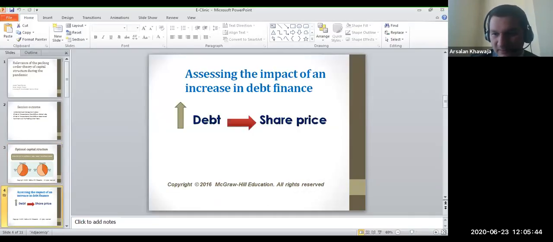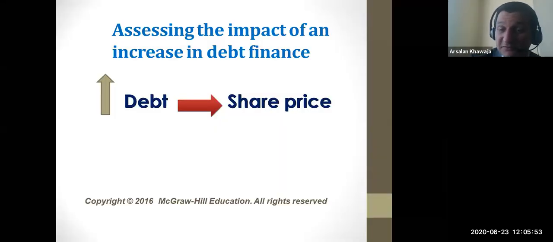Does an increase in debt affect the share price of your firm? Now, if your organization is able to avail debt from any financial institution, it does give a very positive signal to the market. And it does affect your share price, because investors look at it as a very positive signal that your company has got some really good financial prospects.